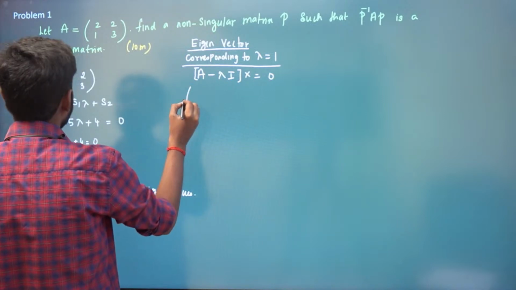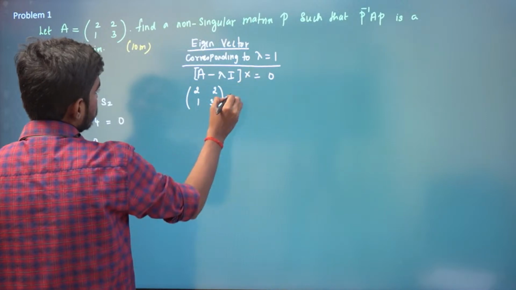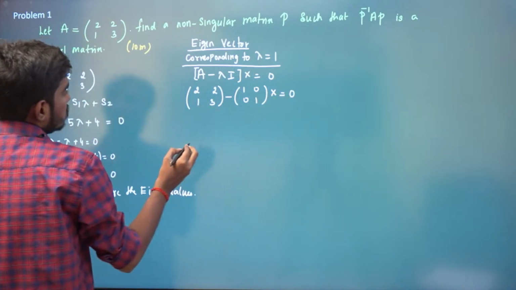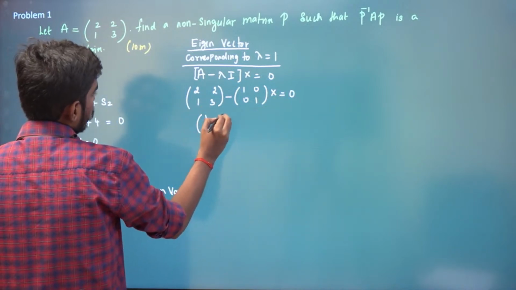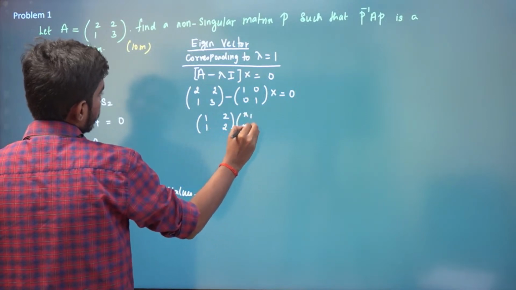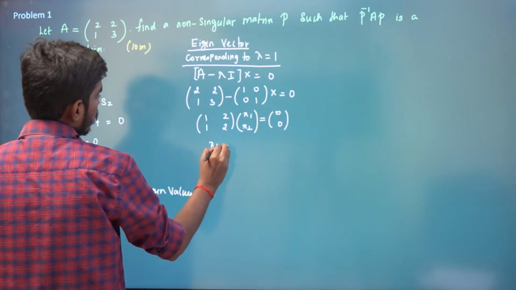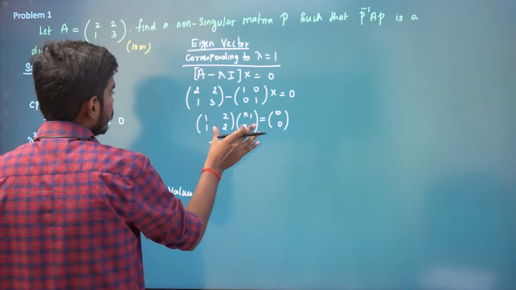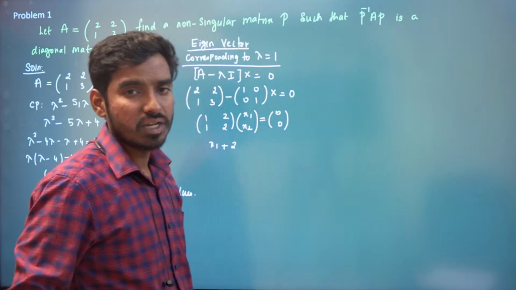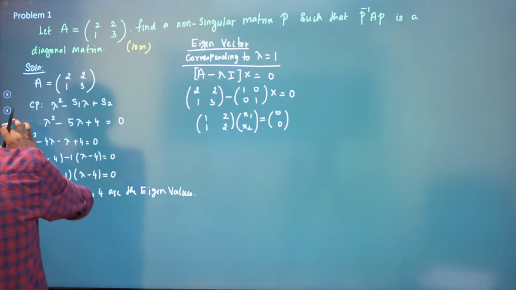So A minus lambda I. So A is 2, 2, 1, 3 minus lambda is 1 first. So 1, 0, 0, 1 times x is equal to 0. So this will be 2 minus 1 is 1, 2, 1, 3 minus 1 is 2. Let us call x to be x1, x2 and this is a 0 vector, right? So we have to find x1, x2. This x1, x2 is nothing but the solution of the homogeneous system, right?